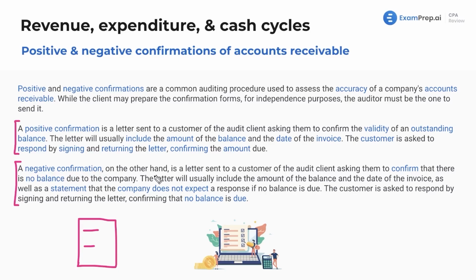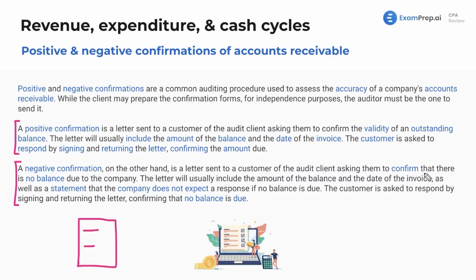A negative confirmation, on the other hand, is a letter sent to the customer of the audit client asking them to confirm that there is no balance due to the company. So it's different. It's kind of similar to positive assurance and negative assurance, as we've seen throughout the course. Positive assurance is you providing reasonable assurance, you're doing your work, saying we're reasonably certain that there are no material misstatements. However, negative assurance says we are not aware of anything that is not in compliance or materially an issue. So that's a big difference.